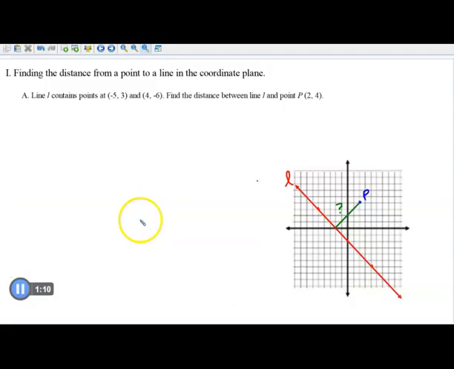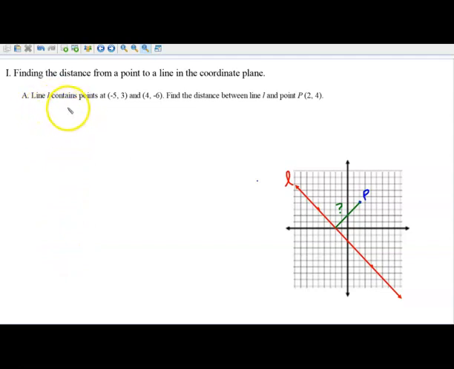We'll do some examples. Okay, so we see here that our instruction is to find the distance from a point to a line in the coordinate plane. You don't have to graph these, but I just thought for this first example I would go ahead and show you a picture, and that might help provide a little bit better explanation about the process that we're going to follow in coming up with the answer.